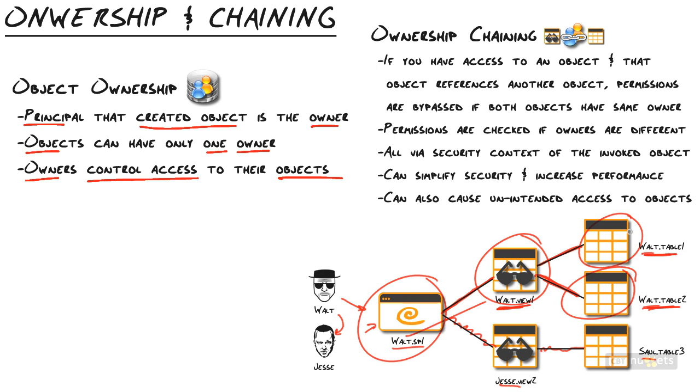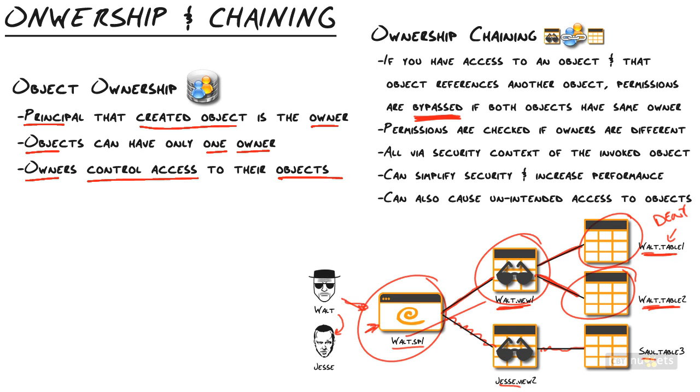The downside, the double-edged sword part of this, is that because of the whole word right here, bypassed, bypass means bypass. So that means if we explicitly deny Jesse access to Walt.table1, it doesn't matter because he has execute permissions on the stored procedure, which means because these owners are the same, permissions are completely bypassed. So that's where it can cause a source of confusion and frustration if you do say, hey, I denied him access. Why is he still getting data out of this table? Well, it's because he can access the stored procedure and ownership chaining is in effect.